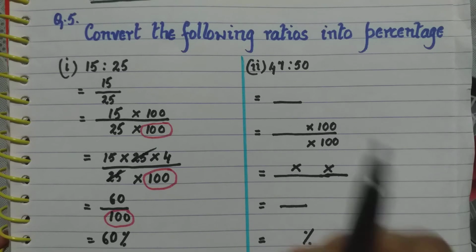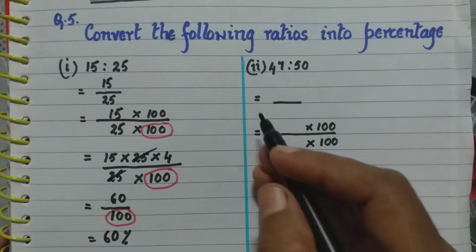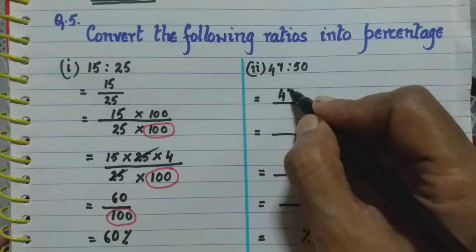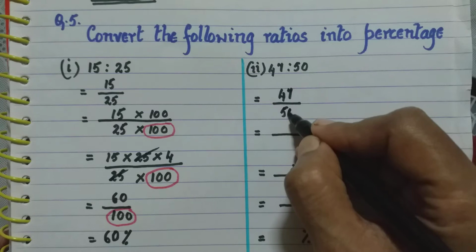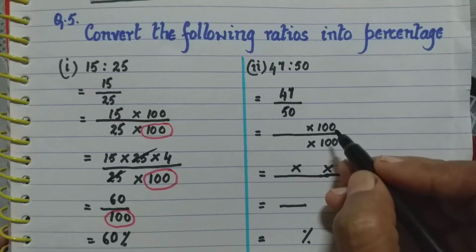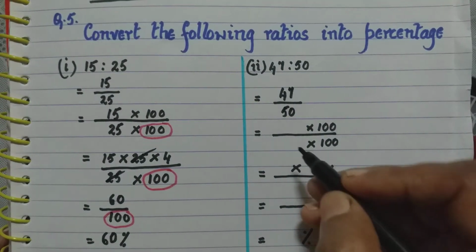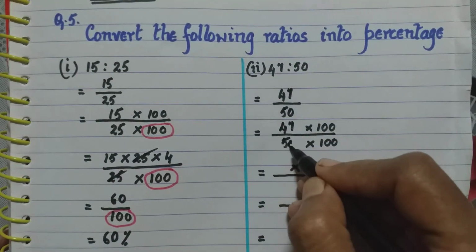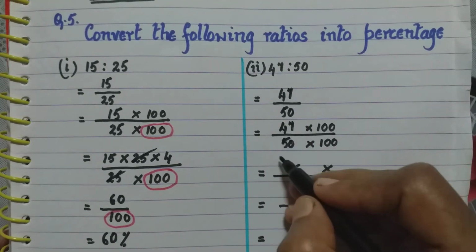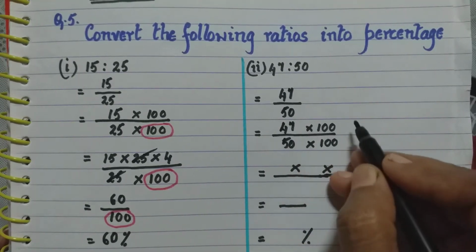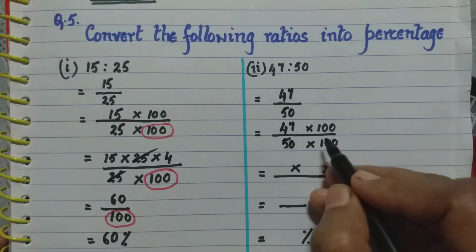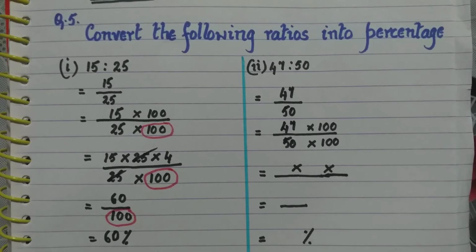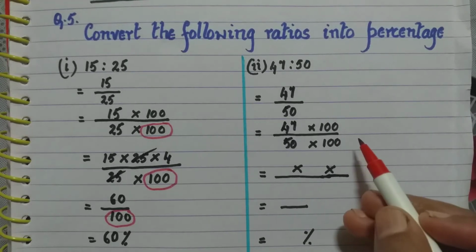The next sub-question is 47 is to 50. First step is to write it as a fraction. So we write 47 upon 50. Now next step here, I said we multiply by 100 and divide by 100. So we write here 47 upon 50. Now here we see the denominator is 50. So this 100 we can write as a multiple of 50. And we know the multiple of 50, that is 100, can be written as 50 into 2.